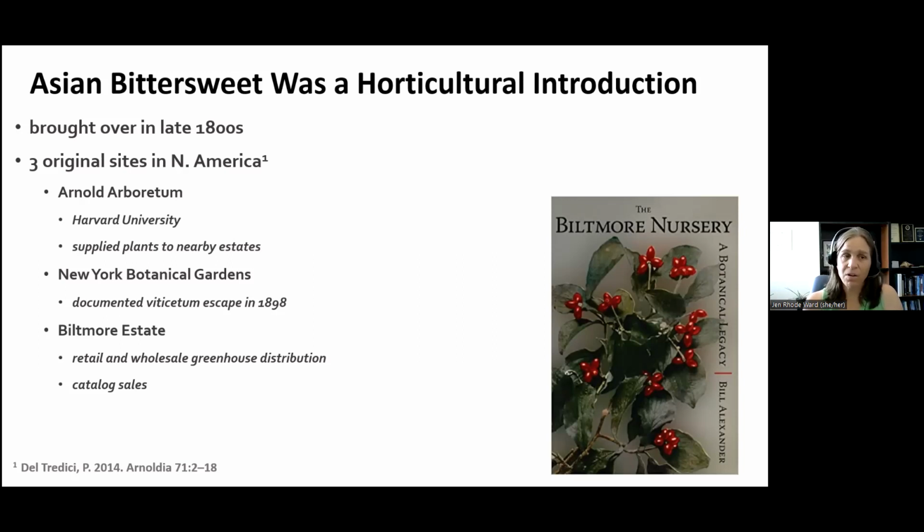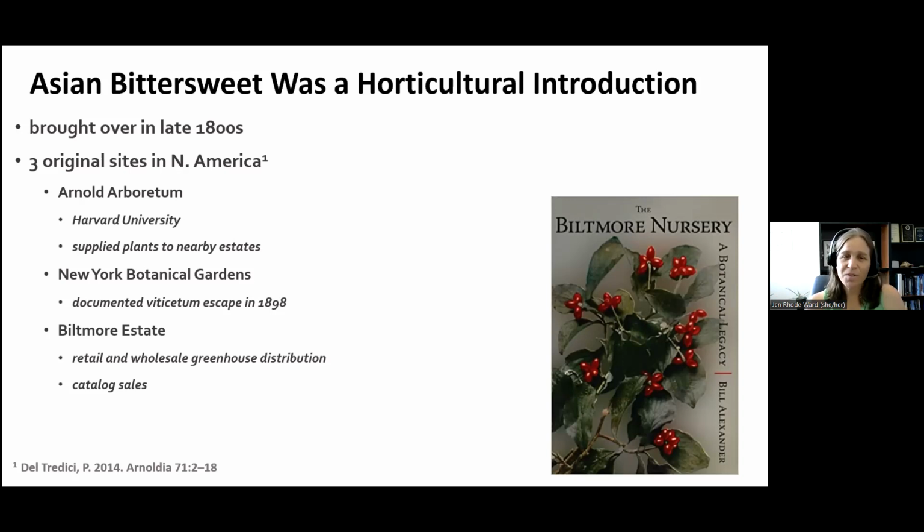The New York Botanical Gardens also brought over Asian bittersweet. They did not intend to put that out into the wild, but it escaped from their viticetum, where they grow vines, around 1898. They documented that escape and documented the spread of Asian bittersweet in the region around the gardens.